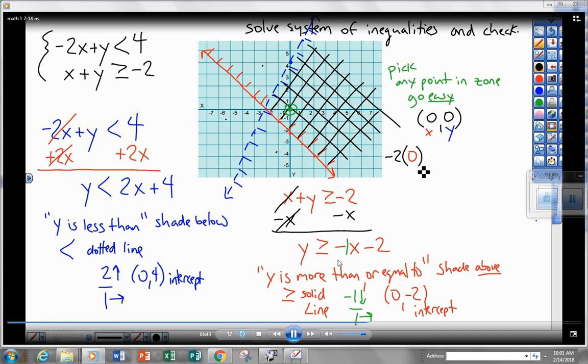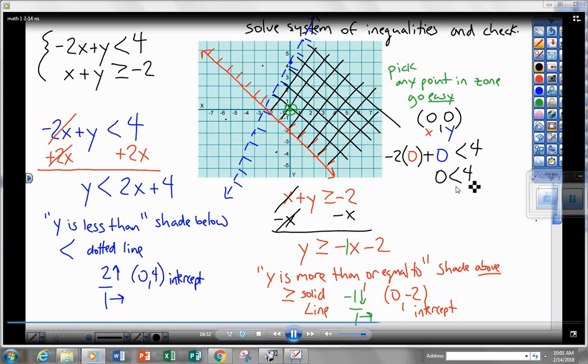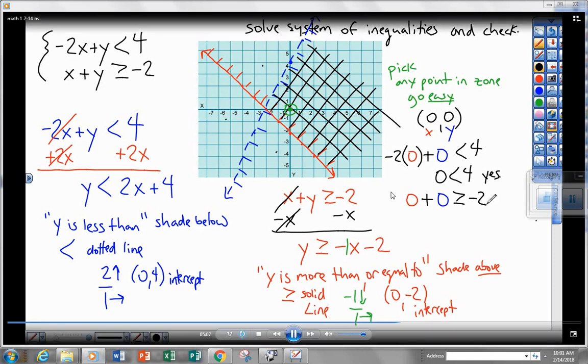If I plug in that 0, I get -2 times 0 plus 0. And that is 0 plus 0. And 0 is less than 4. Yes, that's true. If I plug in 0, 0 in here, I get 0 plus 0. And of course 0 plus 0 is 0. 0 is more than -2. You'd rather have $0 than owe someone $2. 0 is more than -2.